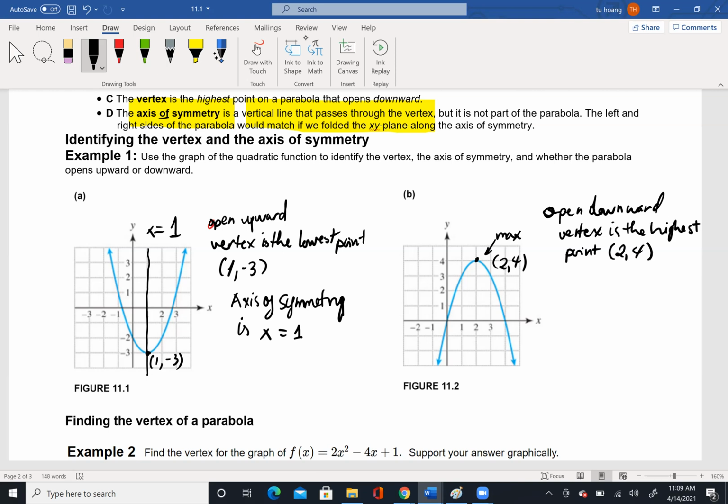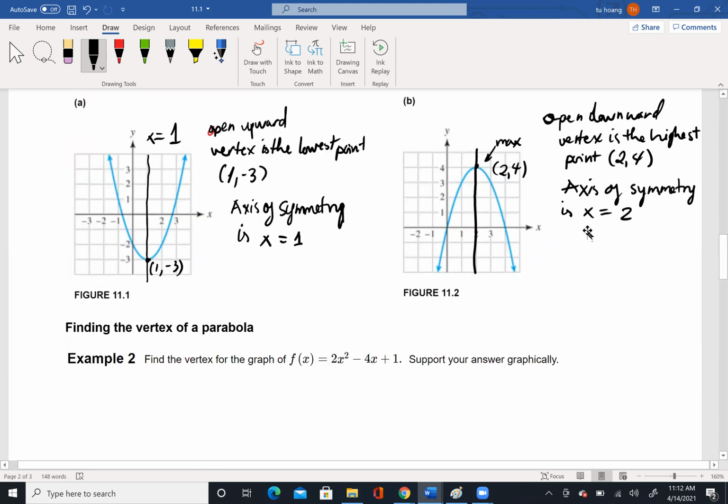And the axis of symmetry is a vertical line that goes through this point. So the axis of symmetry is x equal to 2. Okay, so that is it for example 1.